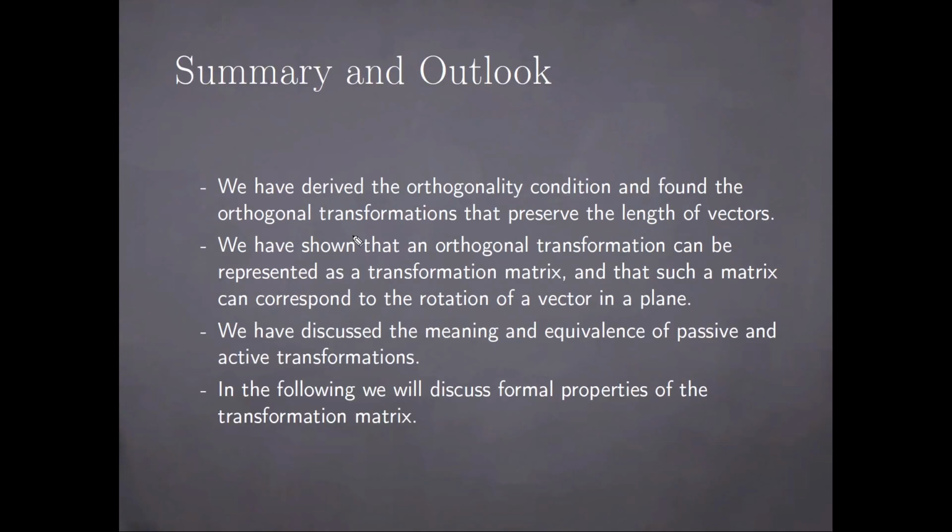In summary, we have derived the orthogonality condition and found the orthogonal transformations that preserve the length of vectors. We have shown that an orthogonal transformation can be represented as a transformation matrix and that such a matrix can correspond to the rotation of a vector in a plane. We have discussed the meaning and equivalence of passive and active transformations, and in the following we will discuss formal properties of the transformation matrix.